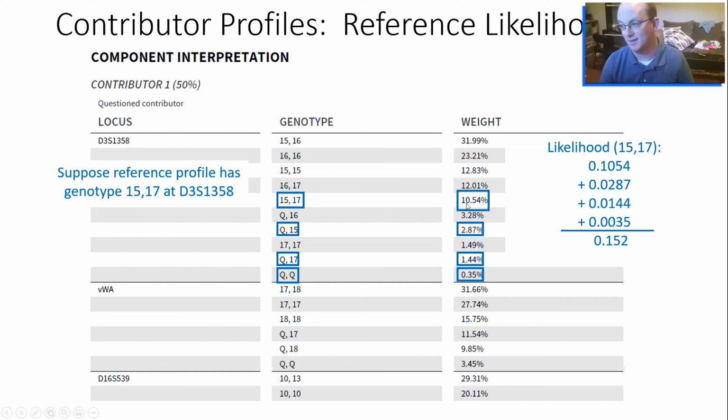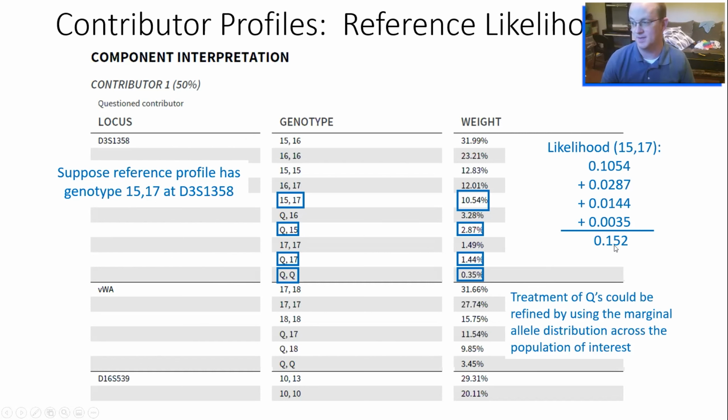If we have 0.105 here, 0.028 here, 0.0144 here, and 0.0035 here, we add those up, and that gives us a combined weight of 0.152. So we could definitely refine this further by, instead of treating Q as a full wild card, refining that using a marginal allele distribution across a population of interest. That's not implemented in the prototype illustration here.